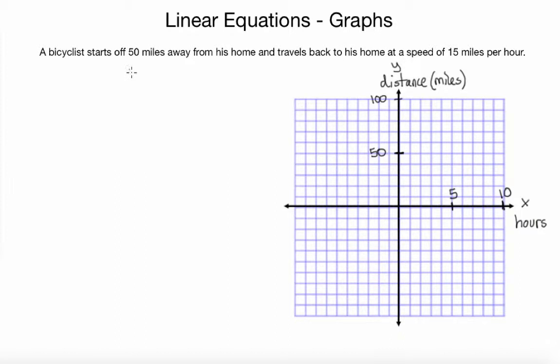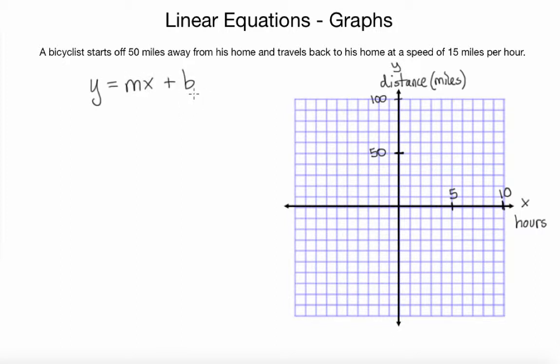We've got a context, and we're going to put together a linear equation based on this context and then graph it and see how the graph and the equation and the context all relate to each other. So we've got a bicyclist. He starts off 50 miles away from his home and travels back to his home at a speed of 15 miles per hour.